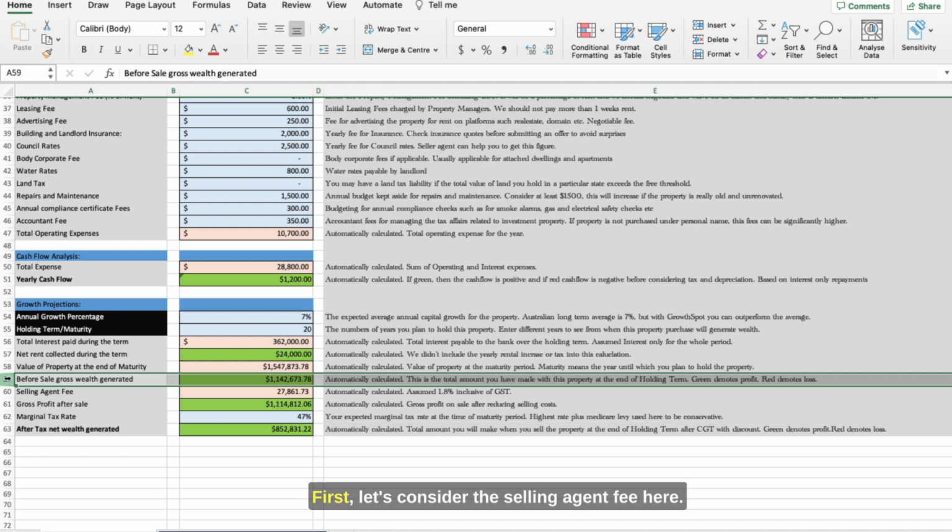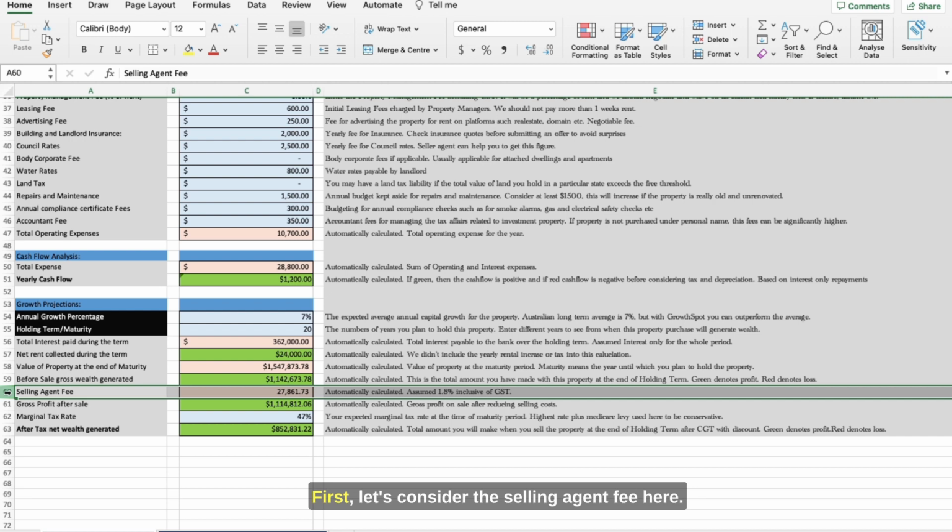First, let's consider the selling agent fee here. This fee varies from agent to agent, but as serious investors, we should be able to negotiate everything. So I've assumed it as 1.8% of the property's value here in this cell.